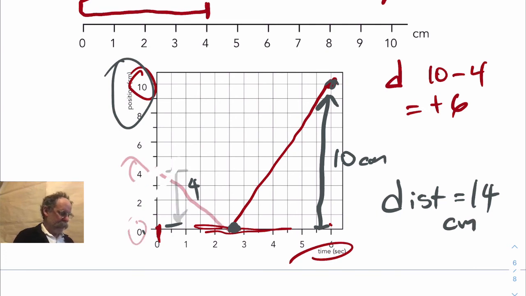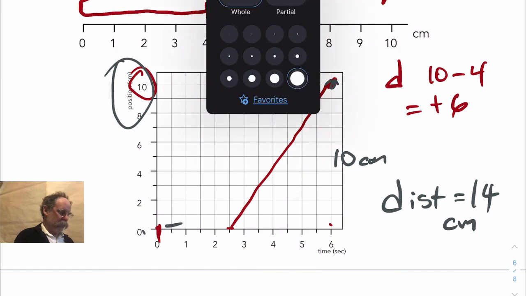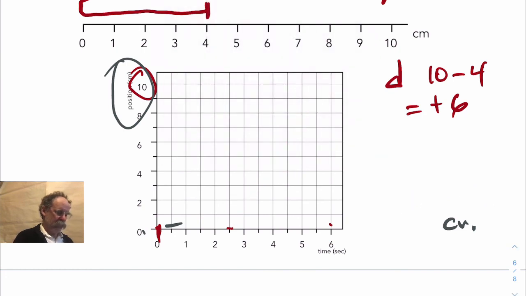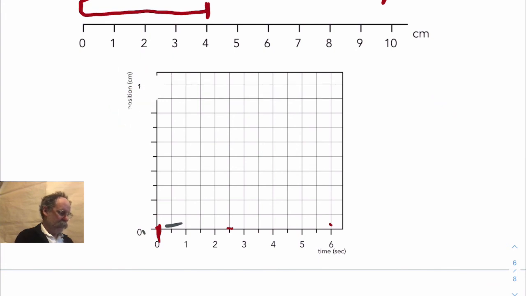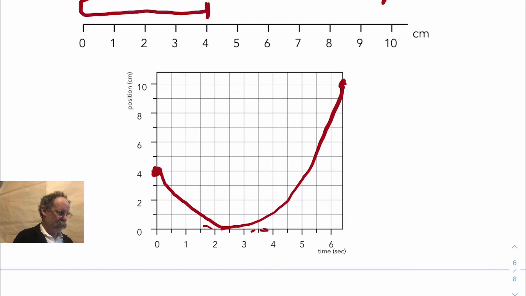Last thing I want to point out, I should get a bigger eraser, is that in this particular story, I start at 4, I end at 10, and I just have to get to 0 somewhere down here. So I drew that earlier as straight lines, but this could be something like this. Right? We could make all kinds of shapes in between, and the shape would tell us about how fast she's going, but that's for another day.